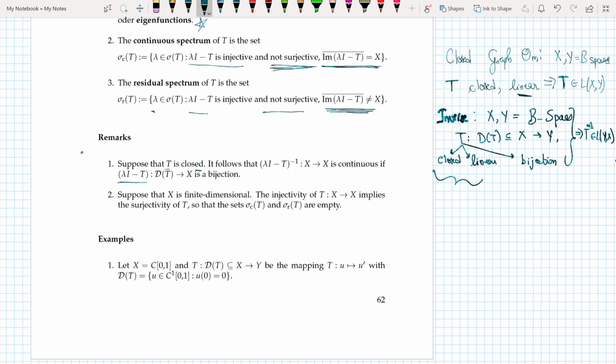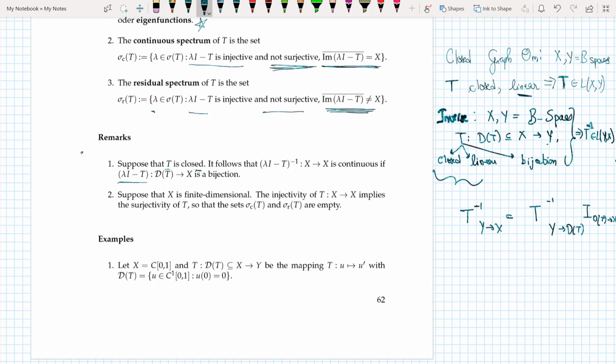And once I have that T is continuous, then the inverse mapping theorem shows me that the inverse mapping from Y to D(T), so I will write T inverse: Y to X. I've written it before also, but I'll write it again. T inverse: Y to D(T), and then the inclusion from D(T) to X is continuous, so T inverse is continuous. Similarly, that's the argument I'm saying here.